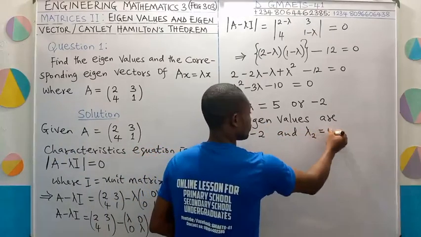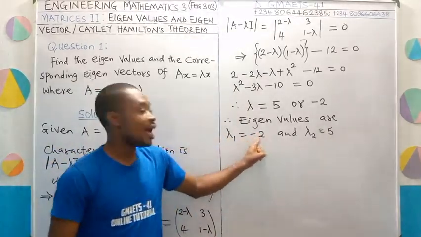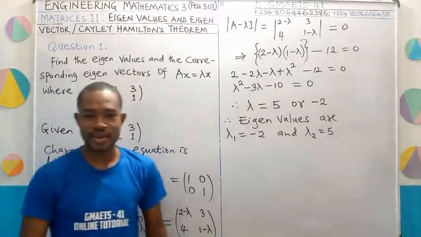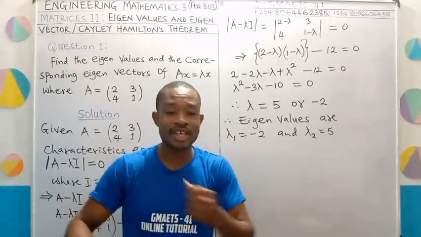Please take note that I can decide to say lambda 1 is equal to 5 and lambda 2 is equal to minus 2. Is that okay? The choice is yours. These are the eigenvalues, and that's how simple we obtain eigenvalues.